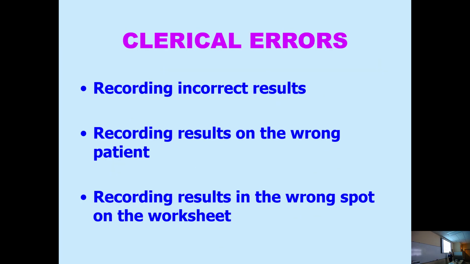So, clerical errors, things that can go wrong. Recording incorrect results. Remember, we read one tube, write one tube. Read one tube, write one tube. The reason we do that is if I read 3 or 4 and they're in the wrong order in my hands, or I get sloppy, I could put the wrong result in the wrong spot.